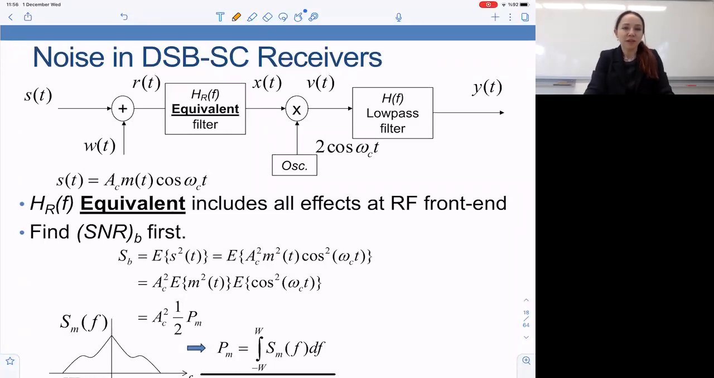Hello, everyone. Today we will talk about noise analysis in analog communication systems. We will start by talking about double sideband suppressed carrier receivers.